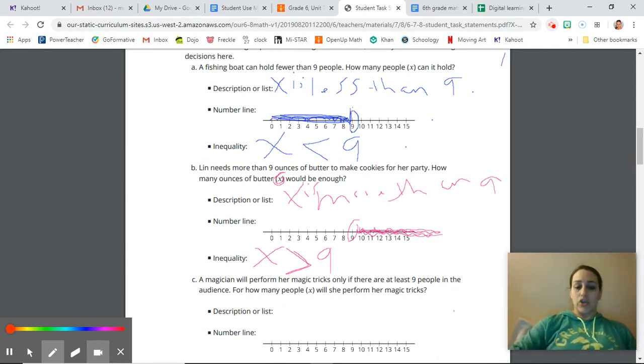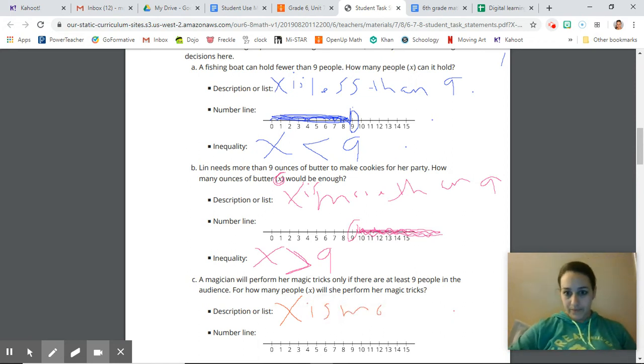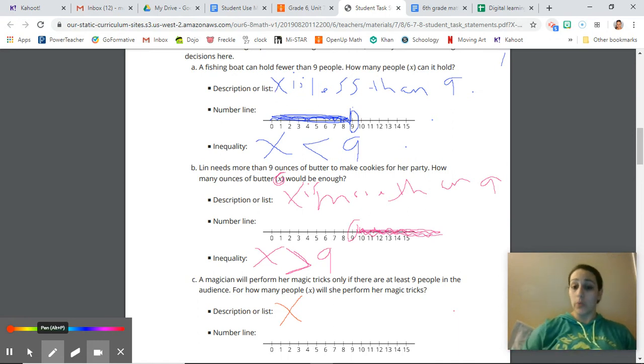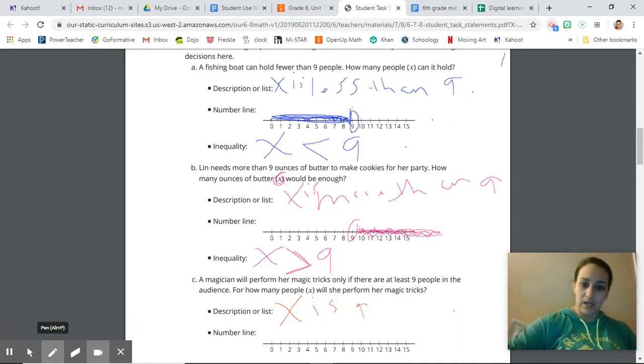So as a description, she wants X to be, X must be more, oh, at least. So 9 or more. So I'm going to reword that now that I reread that. X must be 9 or higher because she will perform for 9. Is 9 or more.